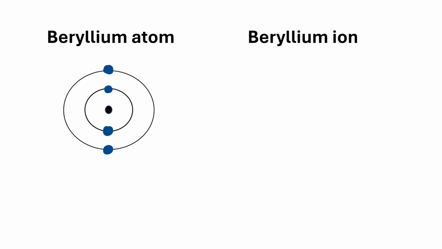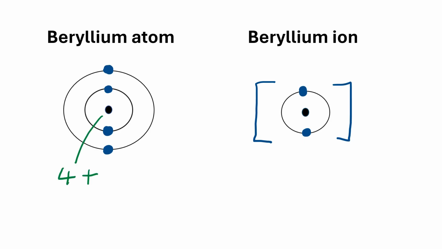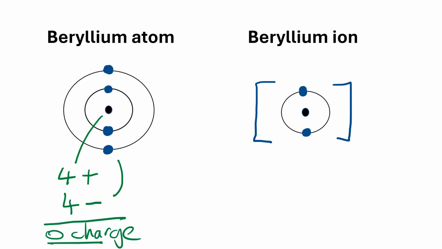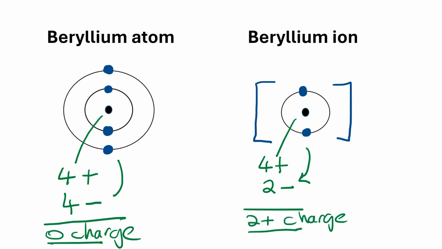So when it's lost those 2 electrons, the ion will look like this. We can now see it's left with a full shell, and we draw the brackets around the ion. Now, if we're considering the charge, a beryllium atom has 4 positive protons in the nucleus, 4 negative electrons, so overall it's got no charge. The ion still has 4 positive protons, but it's now only got 2 negative electrons, and 4 plus and 2 minus comes to 2 positive charge, which we write at the top of the brackets.